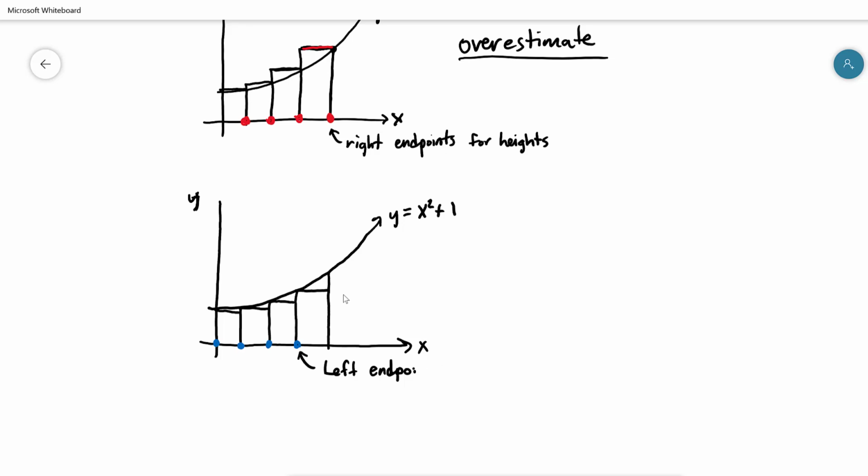See if I can actually write here, endpoints that I'm using to determine all of the heights. And it gives us an underestimate of the true area, because the heights of all of these rectangles are below the curve.